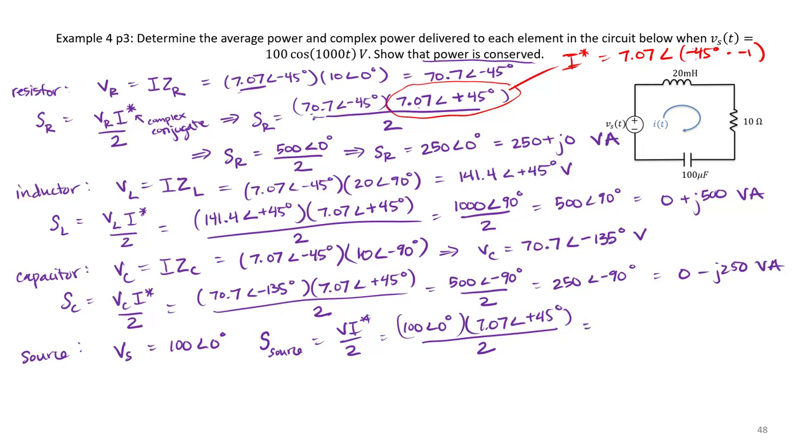And so if we go ahead and calculate that out, we're going to see that our source delivers 707 divided by 2 angle plus 45 degrees power, which is equal to 353.5 angle 45 degrees, or 250 plus J250 volt amperes. So now you can see that we have successfully found the average power and complex power delivered to each element.